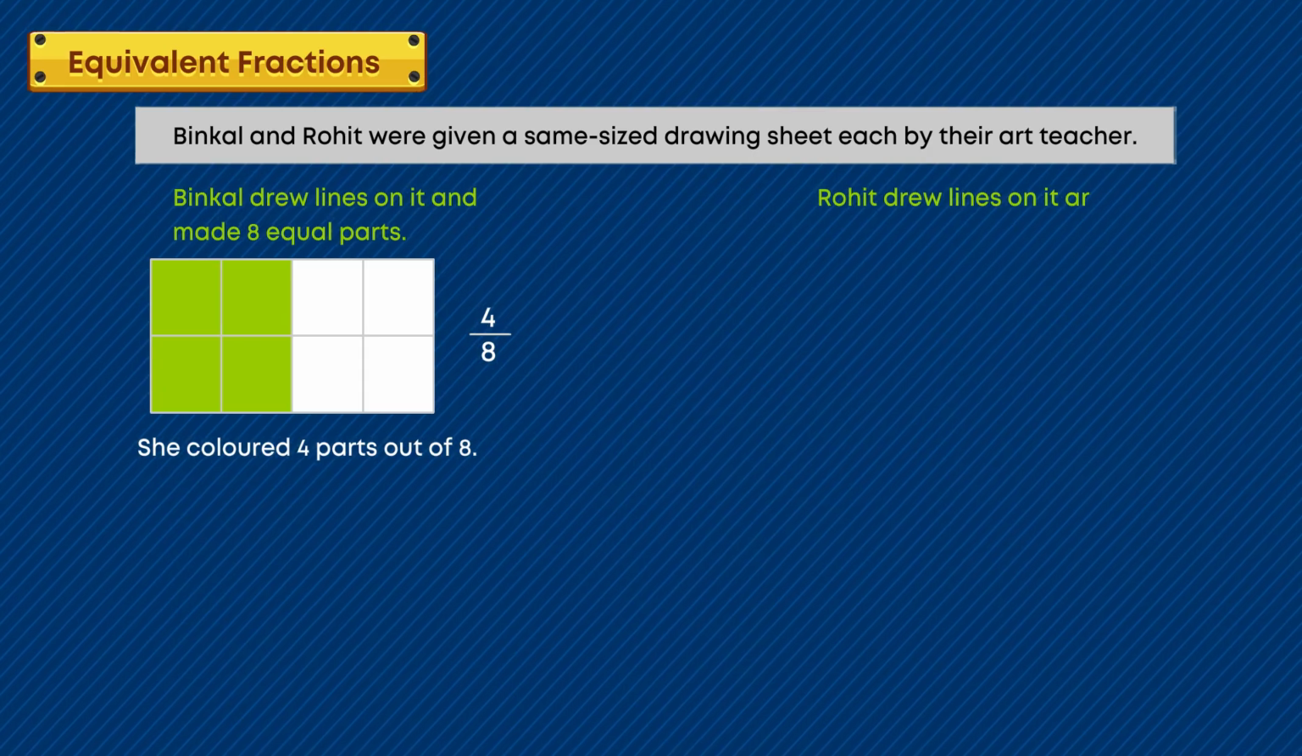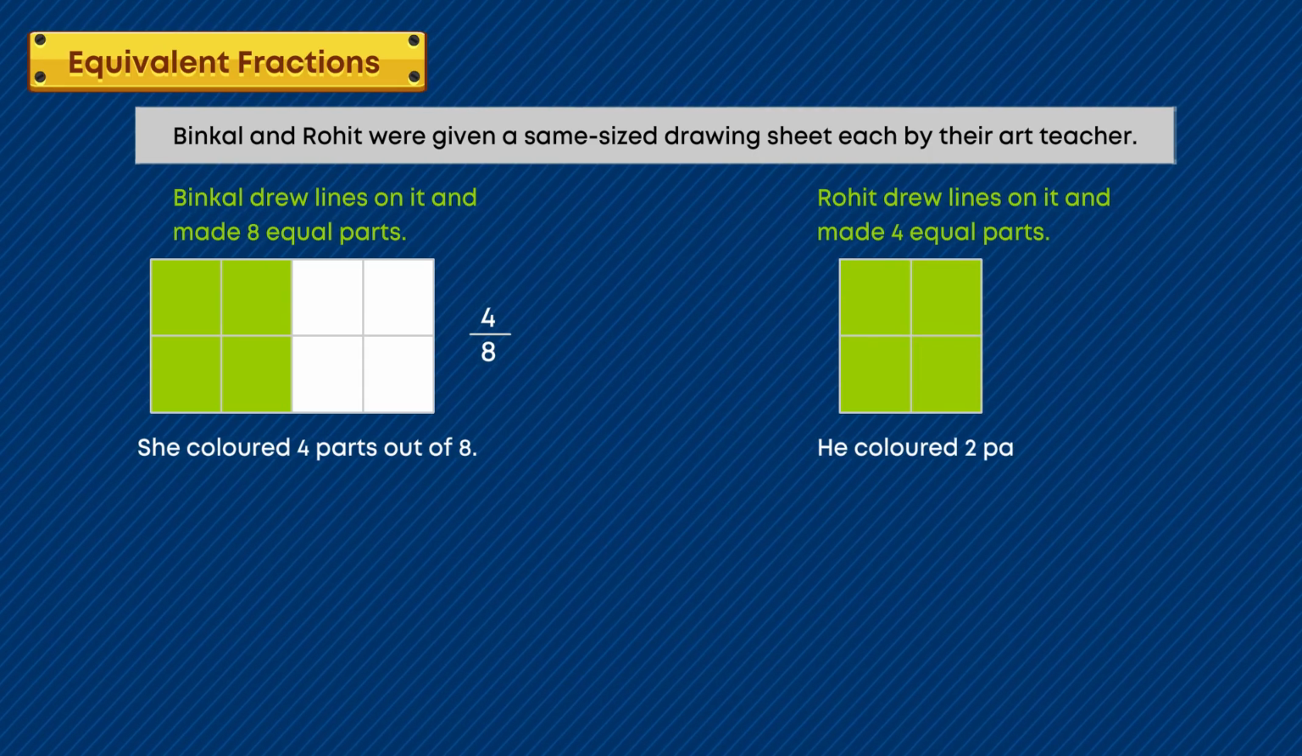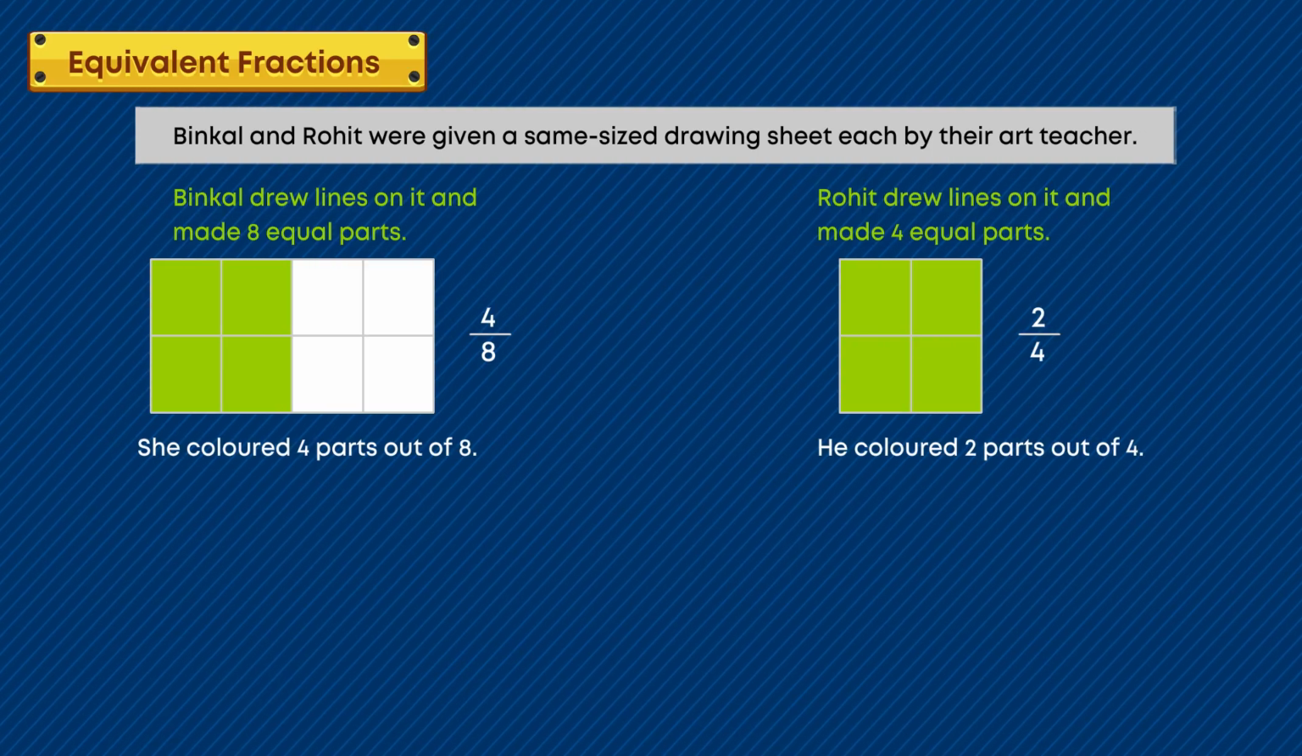Rohit drew lines on it and made 4 equal parts. He colored 2 parts out of 4. 2 by 4.